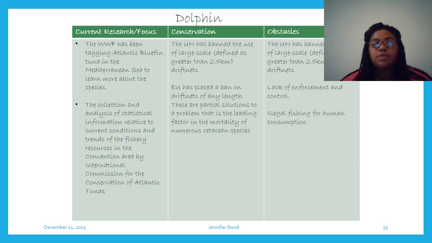For dolphins, the UN has banned the use of large-scale drift nets, and the EU has also placed a ban on drift nets of any length. These are basically partial solutions to a problem that is the leading factor in mortality of numerous cetacean species. Some of the obstacles are the lack of enforcement and control and illegal fishing for human consumption.